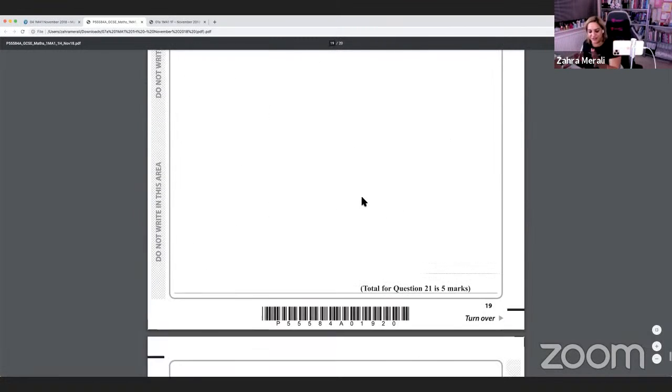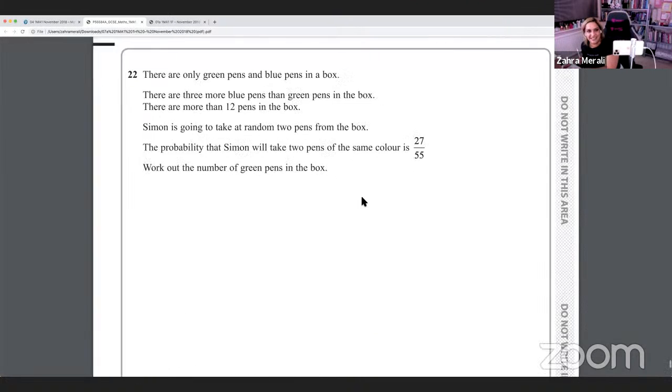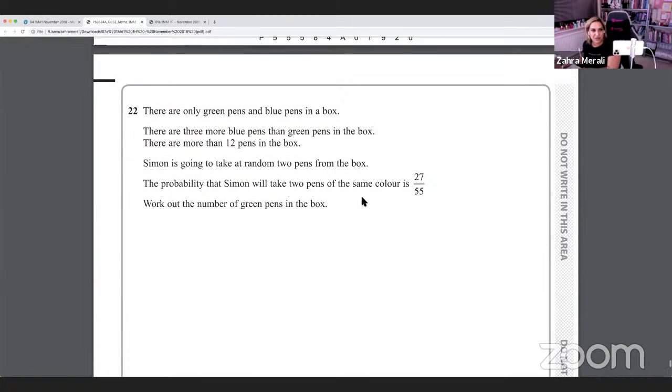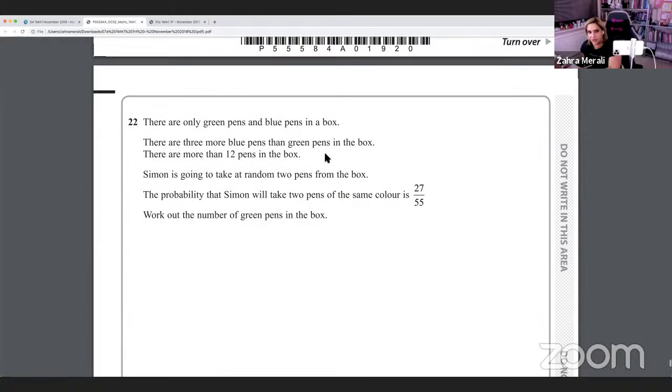Okay, fresh question. Apologies for the longness on there. Right, there are only green pens and blue pens. Okay, so this question you really need to know as well. Algebraic probability has come up in most of the new spec papers. Right, there are only green pens and blue pens in a box. Okay, there are 3 more blue pens than green pens.